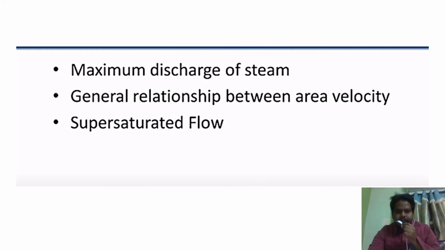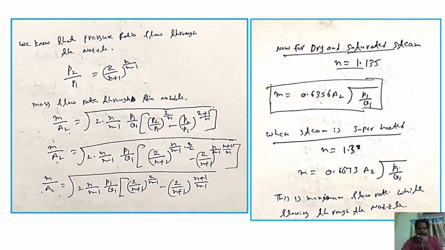We will discuss maximum discharge of steam, and also we will develop the general relationship between area and velocity, then supersaturated flow. Now let us start with maximum discharge of steam.